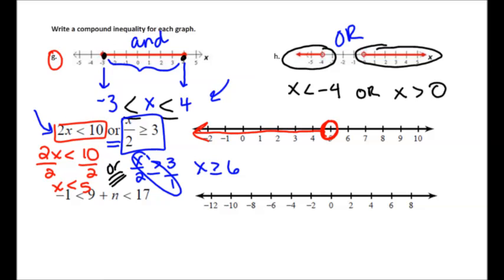My next one, x is greater than or equal to, closed circle, greater than goes in this direction. All right, there's that one.